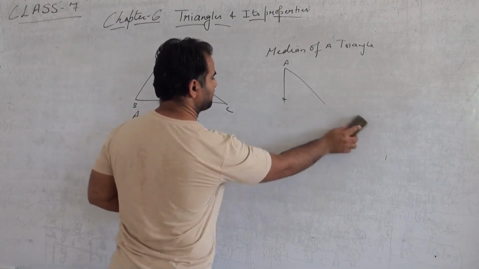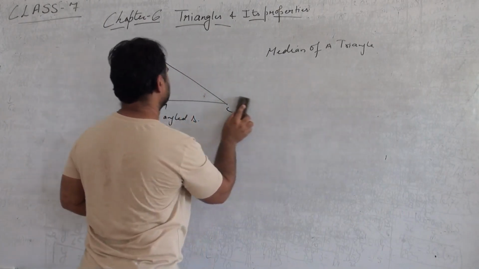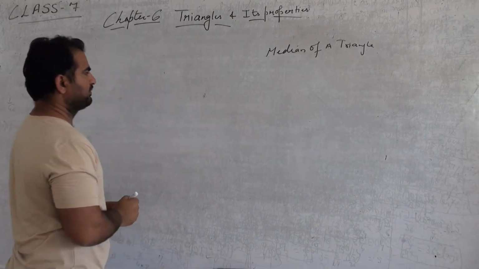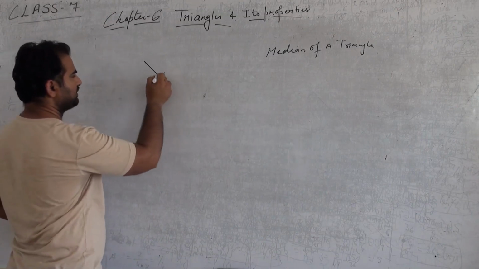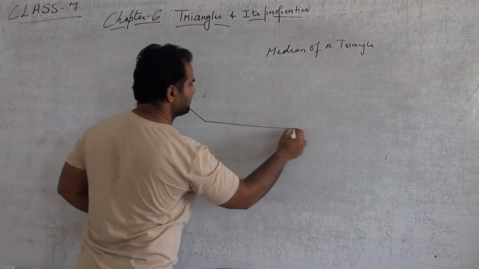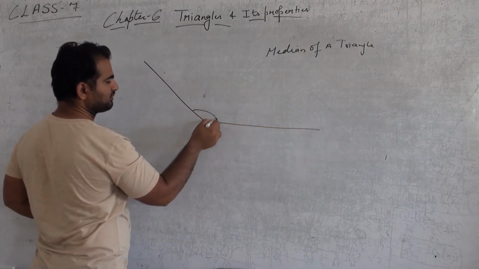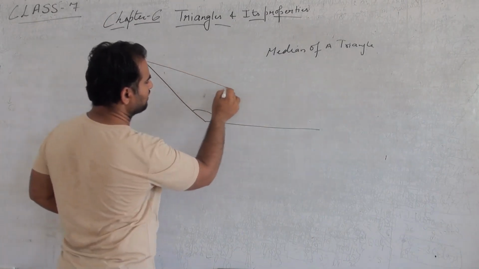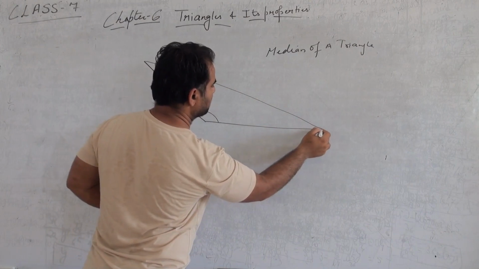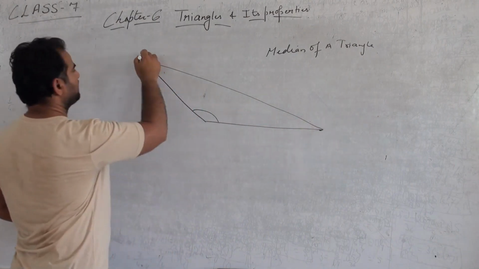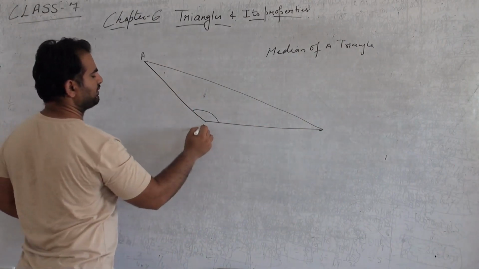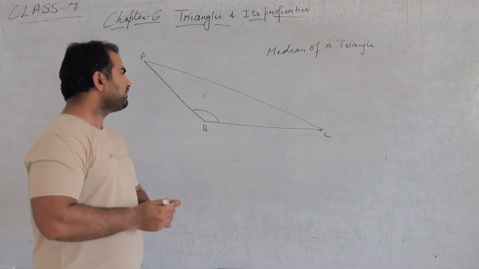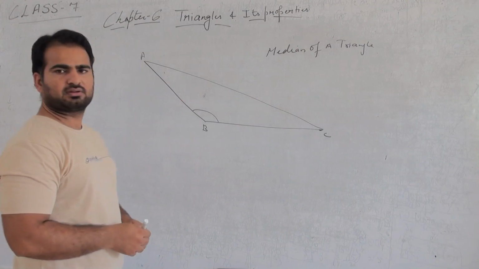Third is the obtuse angle triangle. As we can see, this is an obtuse angle, more than 90, and we are making a triangle from it: A, B, C. Done. How can we find the height of this kind of triangle?